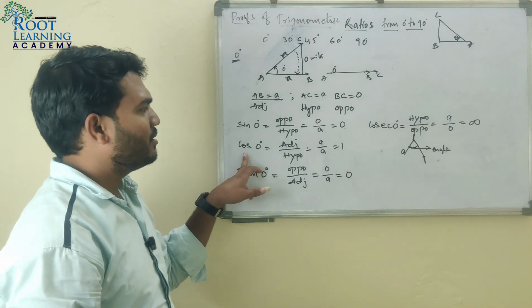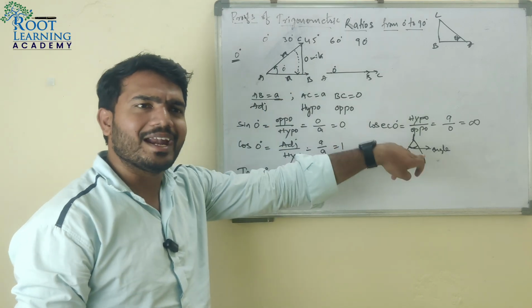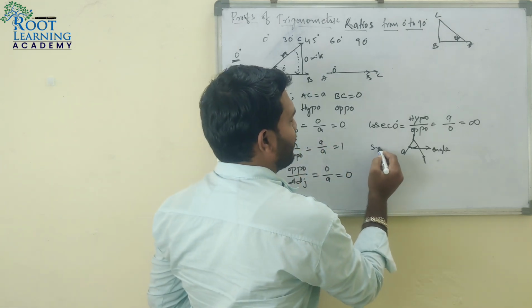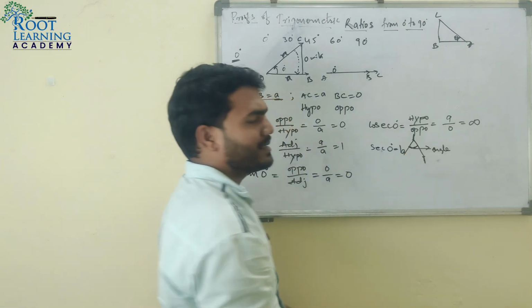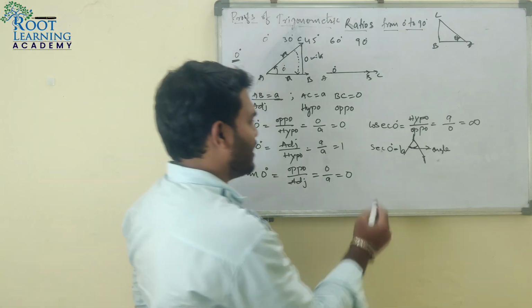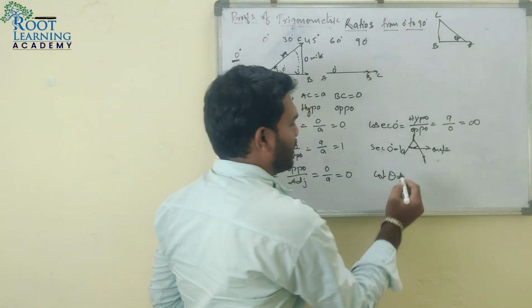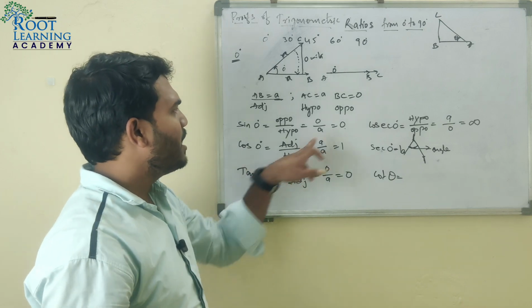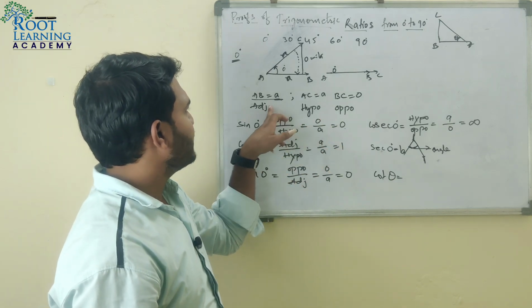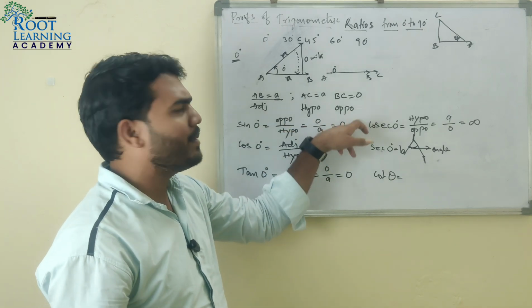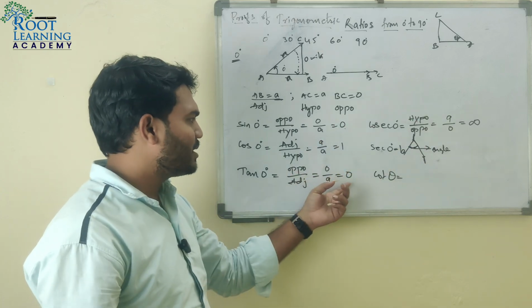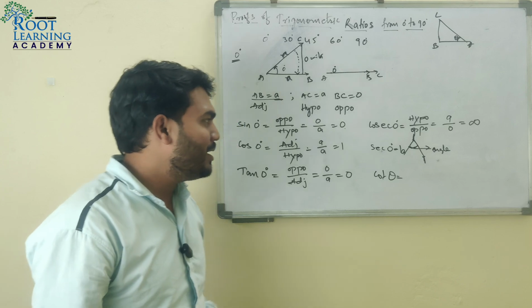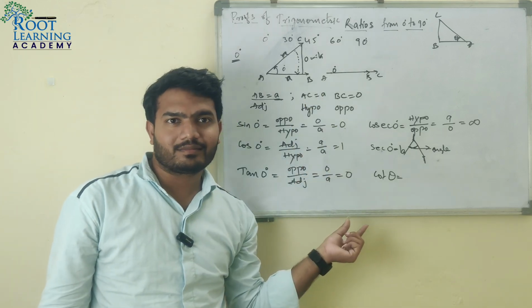Similarly, the reciprocal of cos theta is secant theta. So reciprocal means 1 by 1. So secant theta is equal to 1. Secant 0 degrees is equal to 1. And cot theta. Cot theta is equal to adjacent by opposite or reciprocal of tan theta. Adjacent here is equal to A, opposite is equal to 0. A by 0 undefined, or else here also you can say 1 by 0 also undefined. These are the values of 0 degrees.